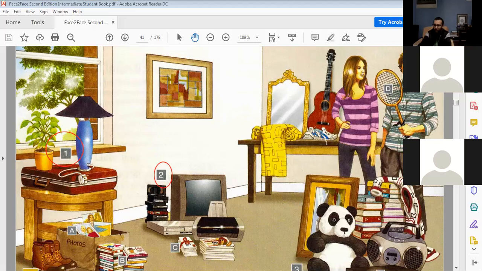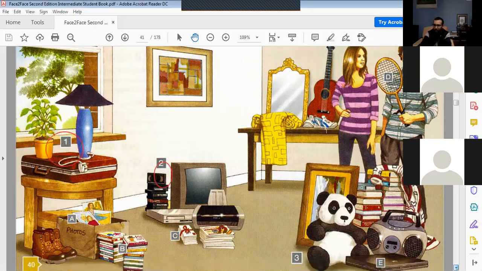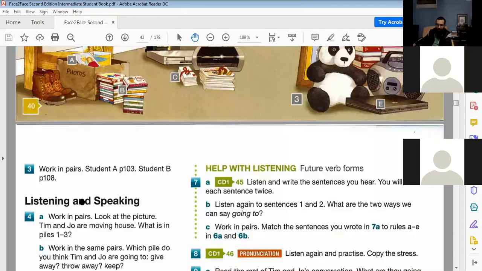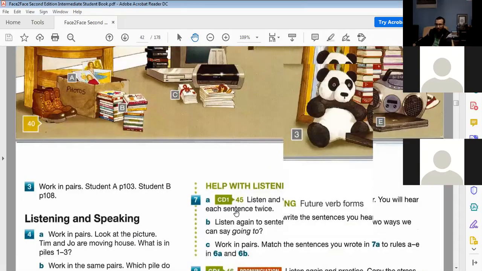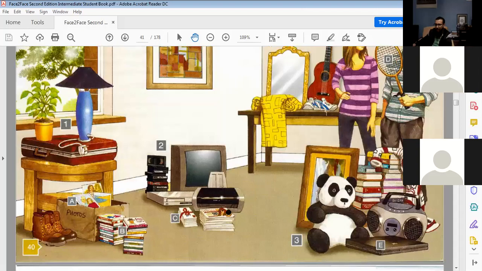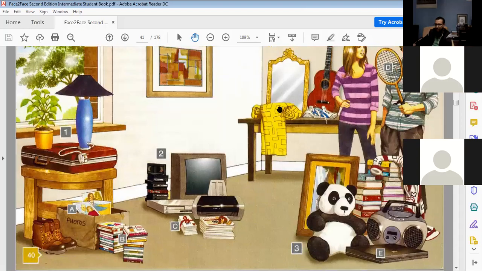So the question is, what does each pile represent, or what is in each pile? This is the question, because here they want to ask you about the piles. It says, what is in piles number 1 to 3? So we just want to quickly take a look and try to name some of the objects in each pile. Pile number one, pile number two, pile number three. Clothes and toys and box, maybe. In number one, what can you see in pile number one?